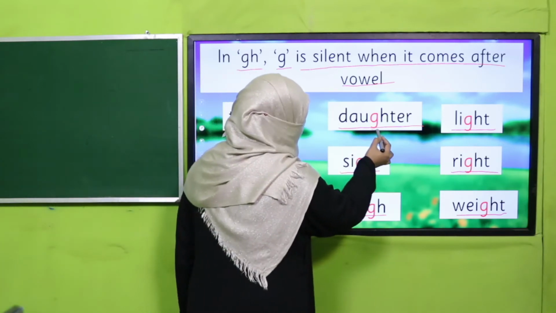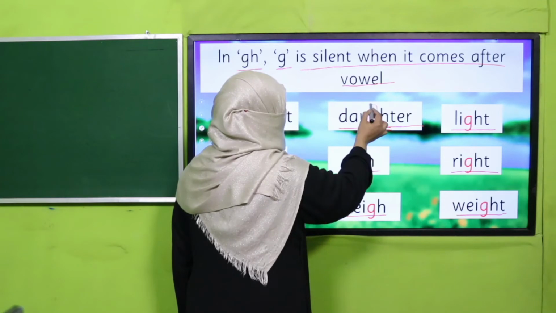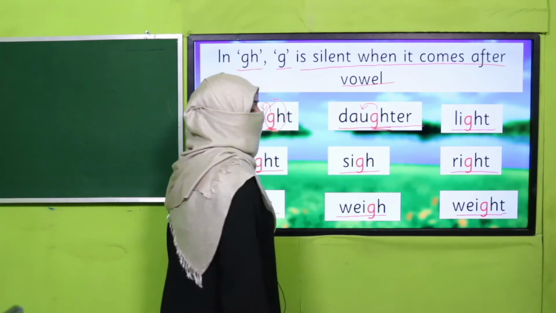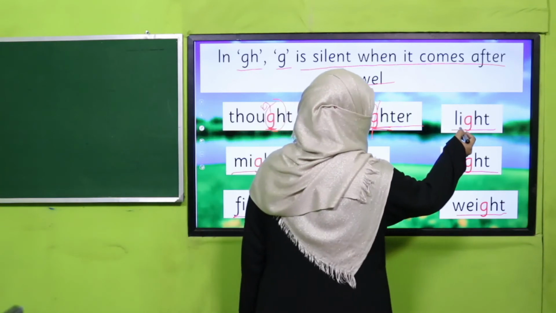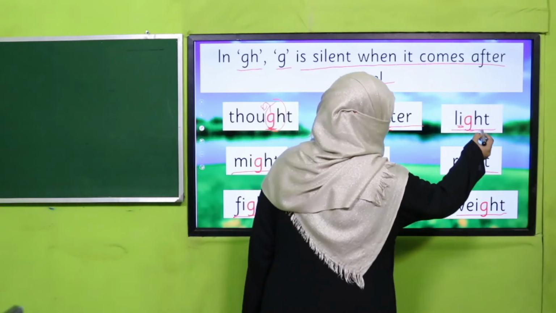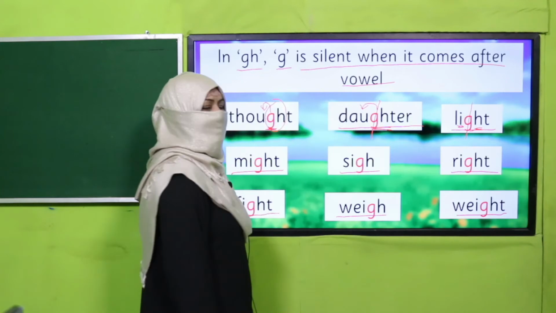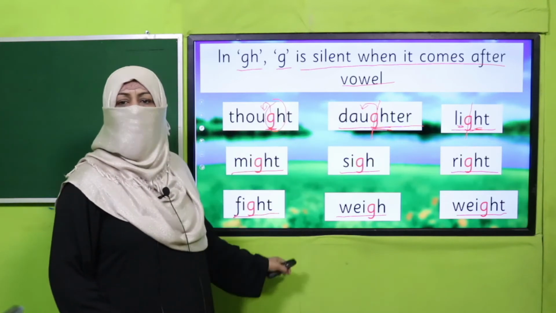GH. First you see GH is together and before G there is a vowel. So we will not say this G. Again here before G there is a vowel and after G there is H. So this G is silent. So this rule applies to all these words.